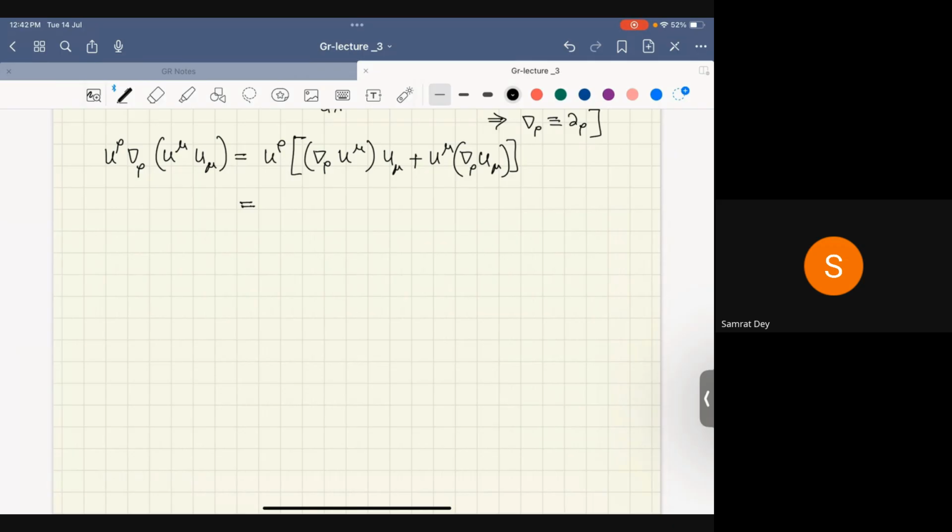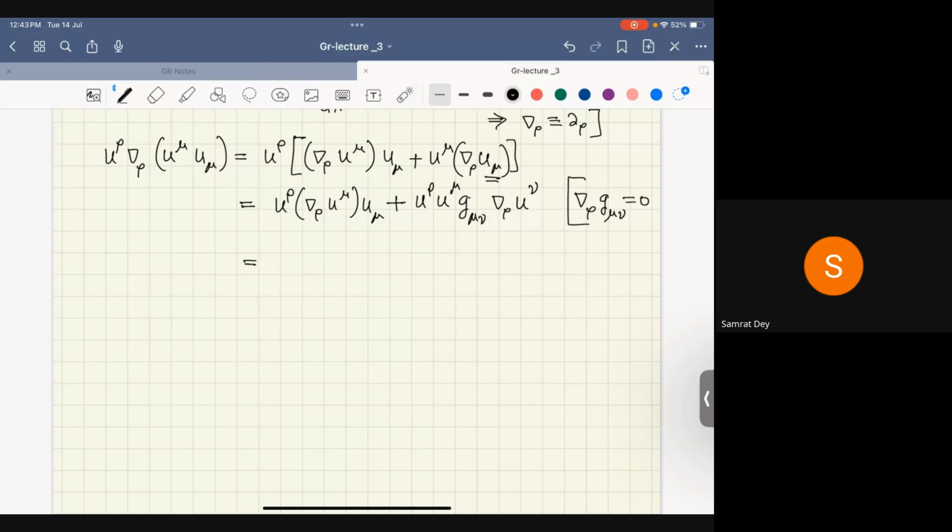This is something which is u^ρ ∇_ρ u^μ u_μ plus u^ρ u^μ g_μν ∇_ρ u^ν. I have just raised the lower index to up, and I have also used the metric compatibility criterion because ∇_ρ g_μν is equal to 0. So I hope all these steps are clear to you.